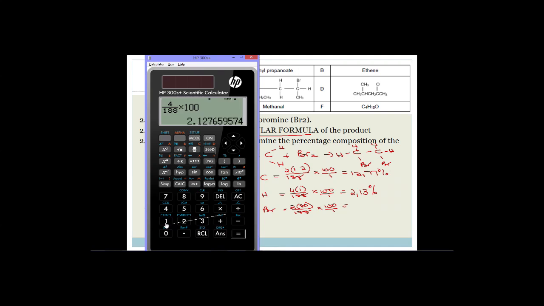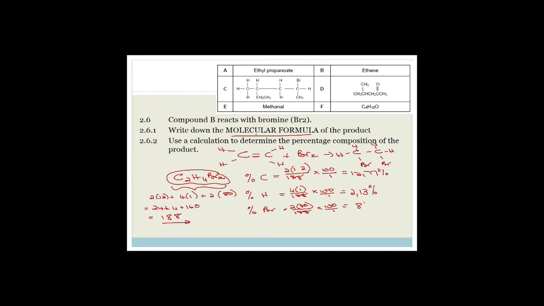So we've got 160, because 2 times 80 is 160, divided by 188 equals, times by 100 equals, and I press it and I get 85.11%. And I know some of you are wondering what happens if these percentages are slightly out. It's not a big deal because they do allow for rounding errors. If you look at the memo, you'll see that they've written 85.10 because there may be rounding errors. Right, let's move on to the next question.